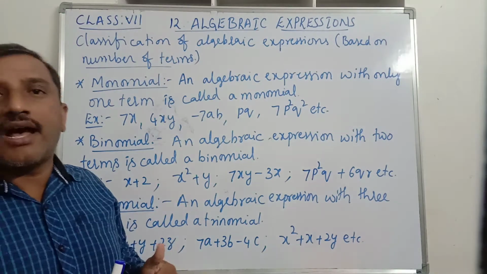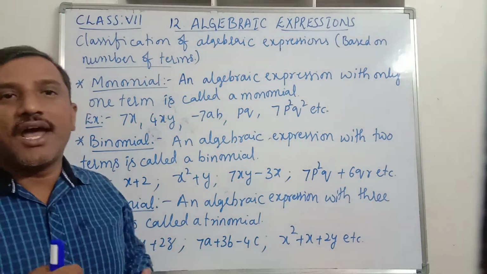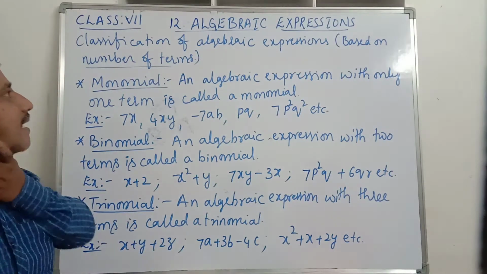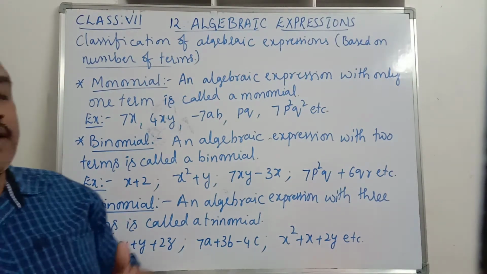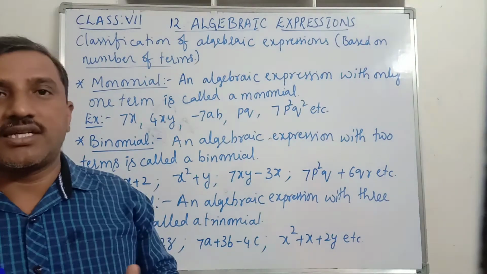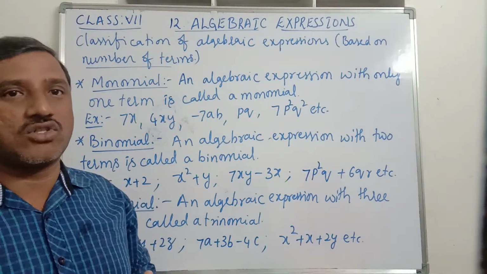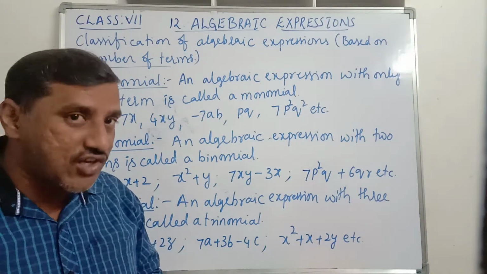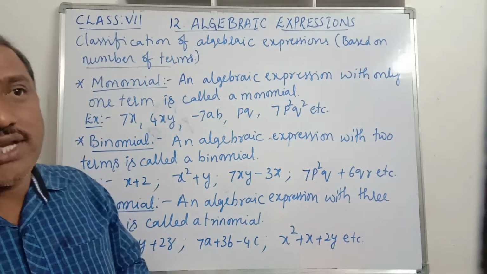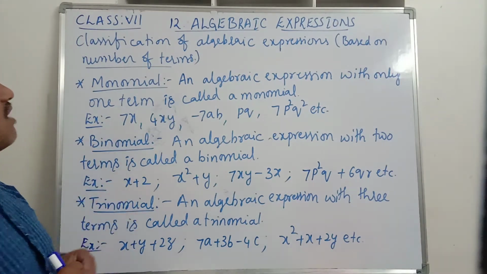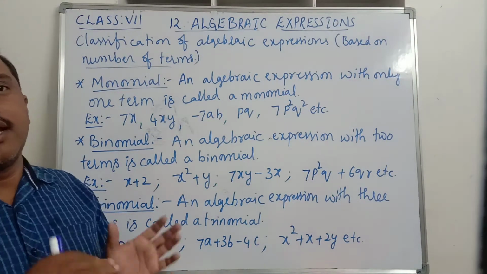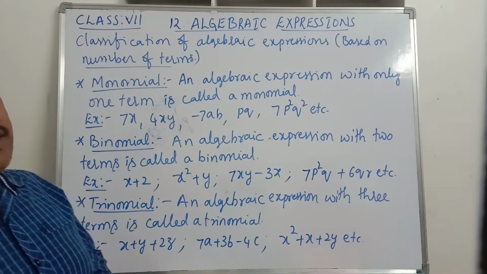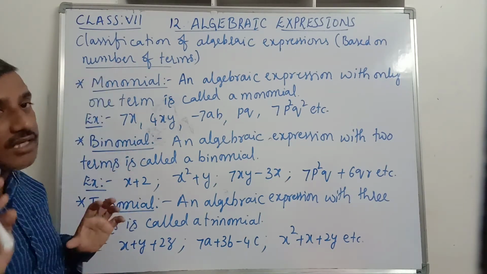So in the last class we started a new chapter named algebraic expressions. We discussed the introduction, that is, what are algebraic expressions, what are variables, what are constants, what are terms, what are factors and what are coefficients. Now today we are going to discuss the classification of algebraic expressions, the grouping of algebraic expressions, the types of algebraic expressions based on the number of terms.